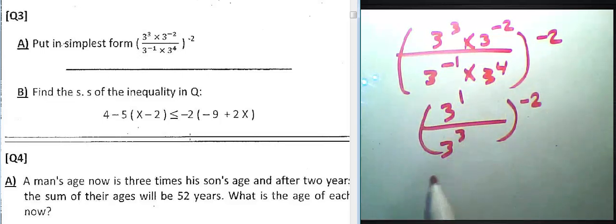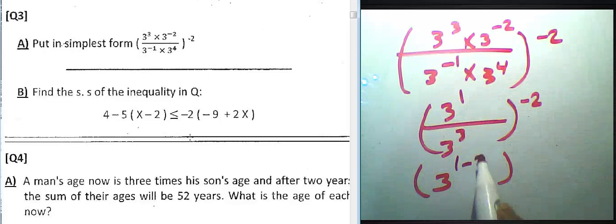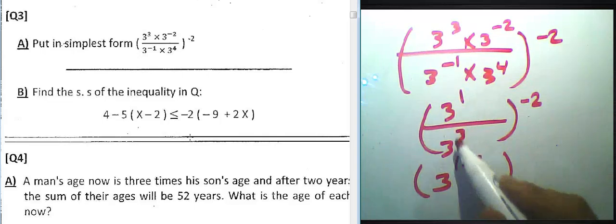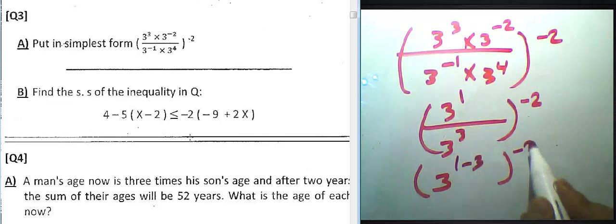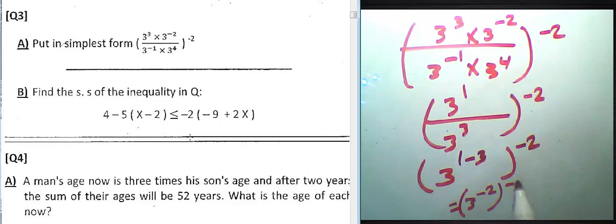You can complete it: 3 power what? We can find the result from the difference of the 2 powers here, 1 minus 3, because we divided the same base. 1 minus 3, all power negative 2. And the result will be 3 power negative 2, because 1 minus 3 equals negative 2, all power negative 2.